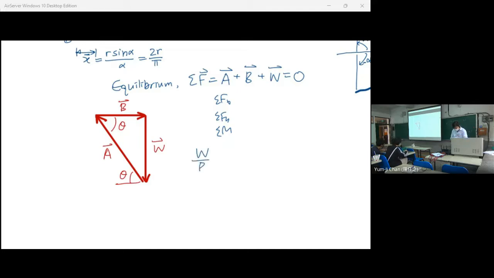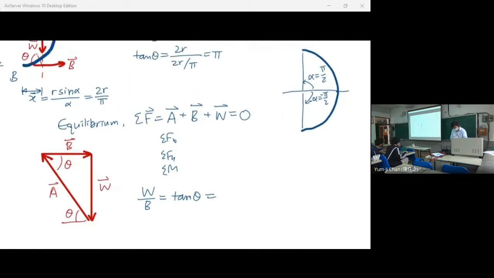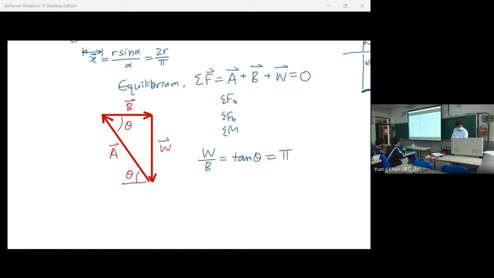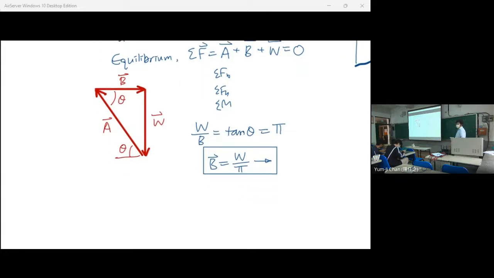W over B is equal to tangent theta, which is equal to pi. So B is equal to W over pi, going to the right. And for A, of course, you can write.